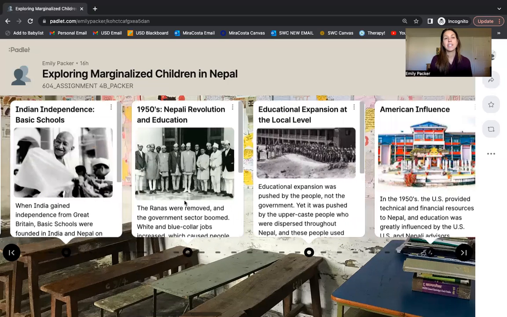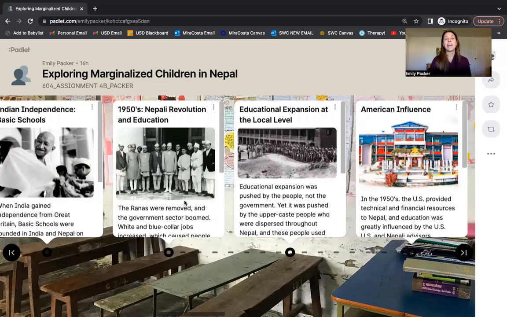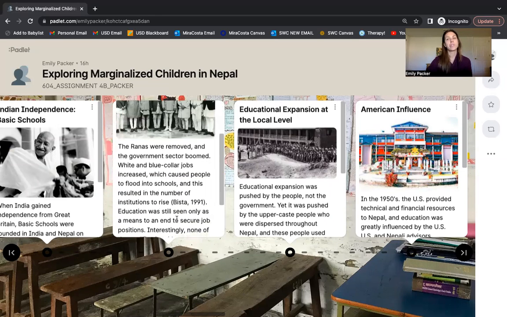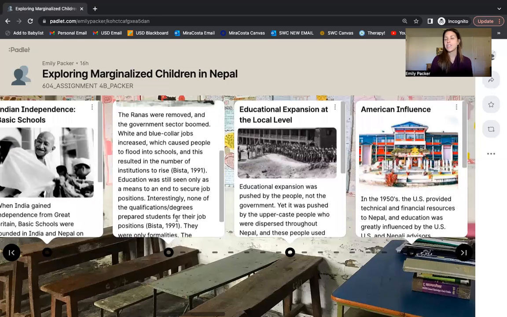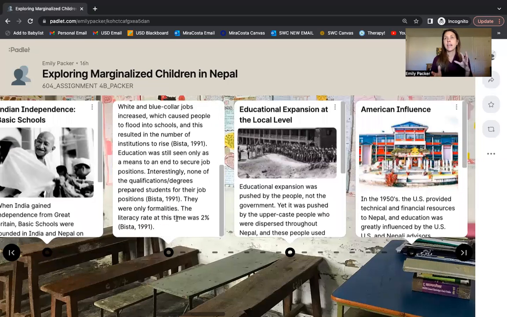In the 1950s, we had the Nepali Revolution, and education skyrocketed. The Ranas were overthrown for the first time in centuries, and the government sector boomed. So there were tons more white collar, blue collar jobs, which caused people to flood into schools. There was not the infrastructure to support this, so schools were built, and this was a time when the caste system was abolished as well.